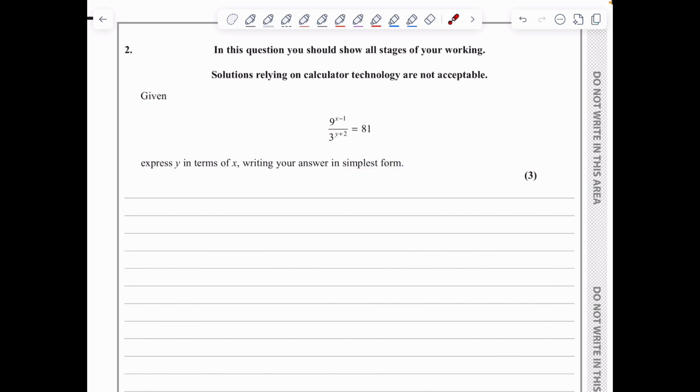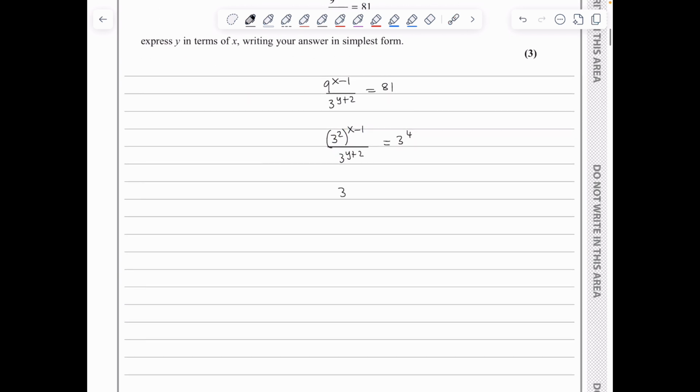So the first thing to notice is that we're dealing with powers of 3 here. So starting with the original equation, I first notice that 9 is 3 raised to the power of 2 and then raised to the power of x minus 1 over 3 to the y plus 2 is equal to 3 to the power of 4. Now we know that when we raise a power to a power, we multiply the powers together. So we're looking at 3 to the 2x minus 2 over 3 to the y plus 2 is equal to 3 to the power of 4.